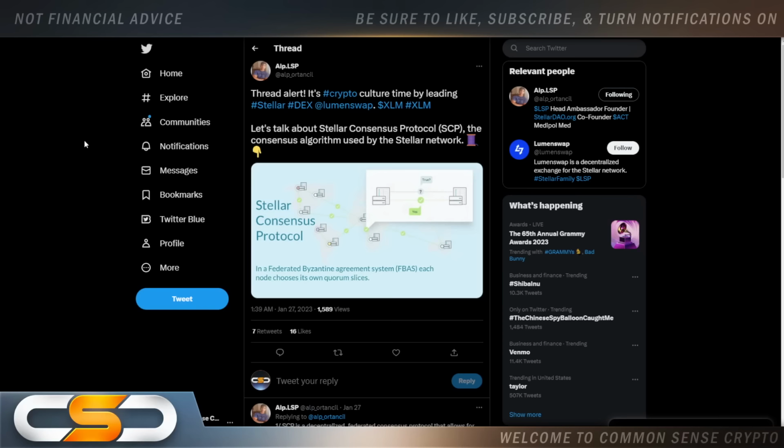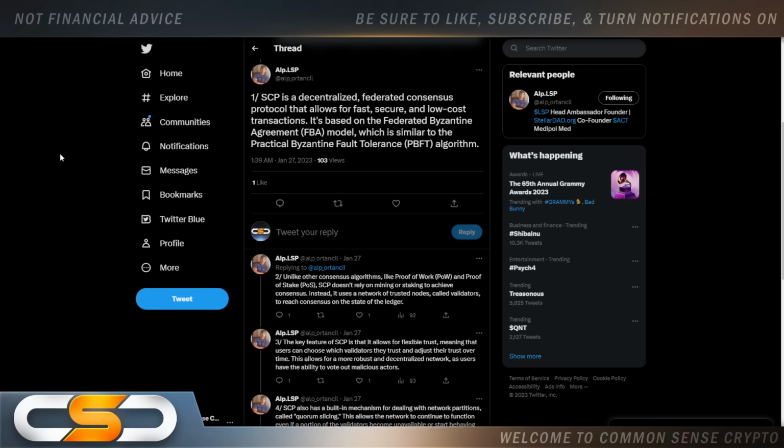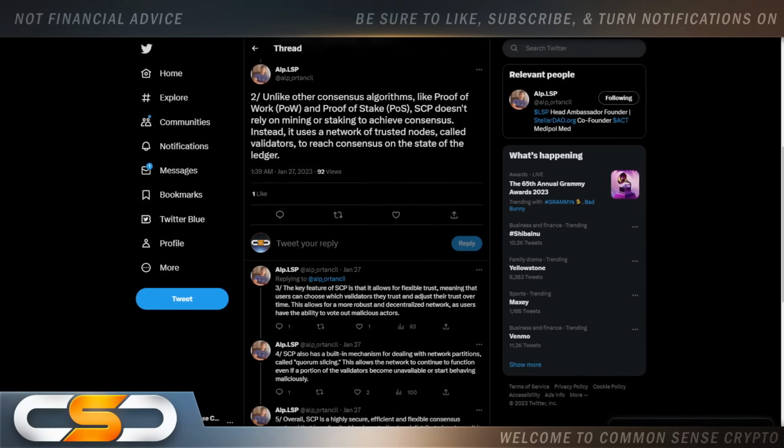Let's talk about Stellar Consensus Protocol. So let's take a look. Stellar Consensus Protocol is a decentralized federated consensus protocol that allows for fast, secure, and low-cost transactions. It's based on the federated Byzantine agreement model, which is similar to the practical Byzantine fault tolerance algorithm. Unlike other consensus algorithms like proof of work and proof of stake, Stellar Consensus Protocol doesn't rely on mining or staking to achieve consensus.